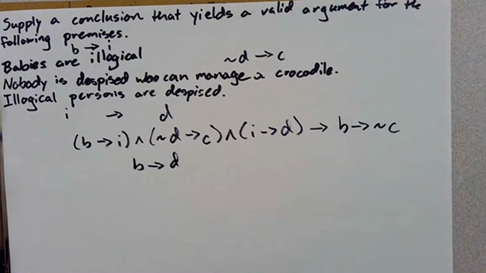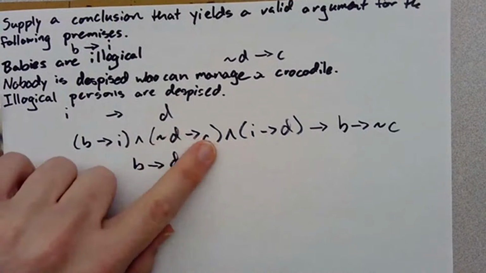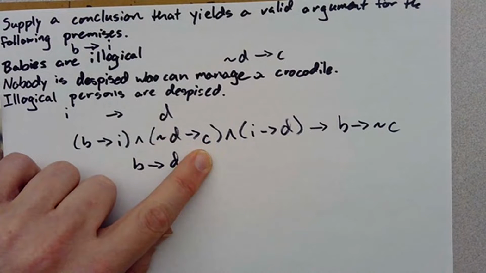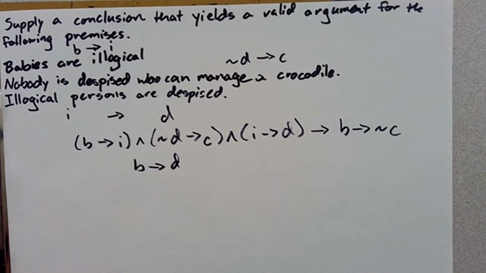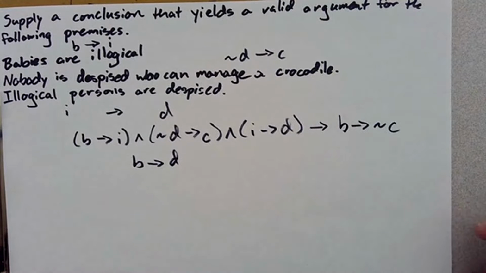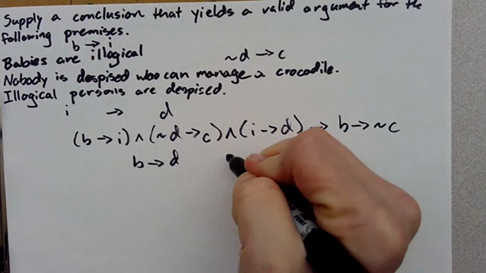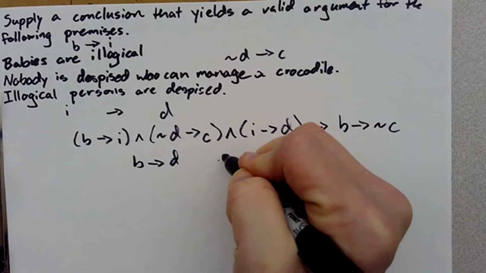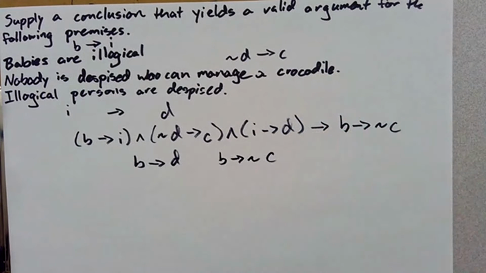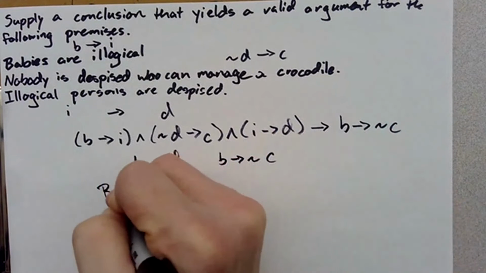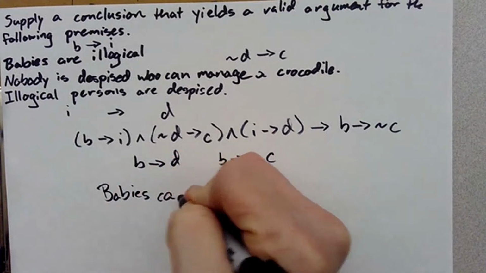Logic does not have to be accurate. Well, not D implies C, but B implies D. From this, it follows that B implies not C. So babies cannot manage crocodiles.